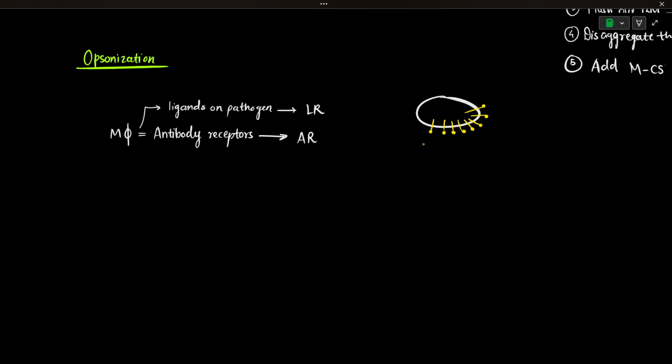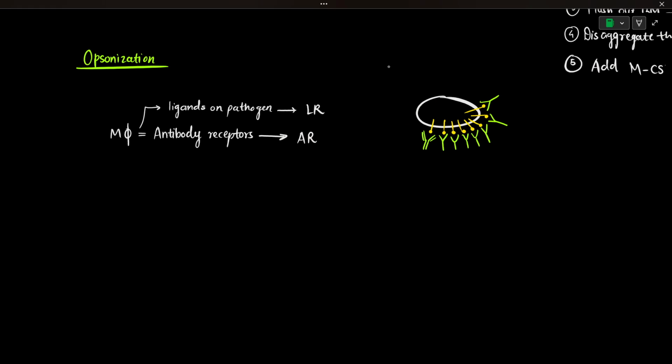But the antibodies which are present in the circulation and in the tissues, which are being released there, will also have the capacity to bind to those ligands. When the antibody binds to those, I'm just drawing it simply as Y shaped. So these are the antibodies bound to those ligands. When this antibody-coated pathogen is received by the macrophage, the efficiency of killing this pathogen will increase.